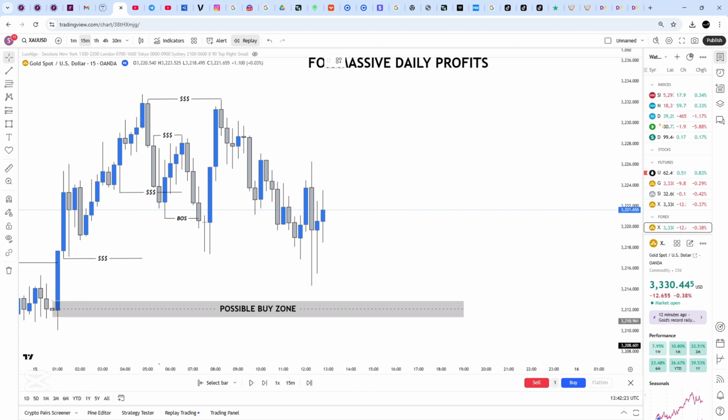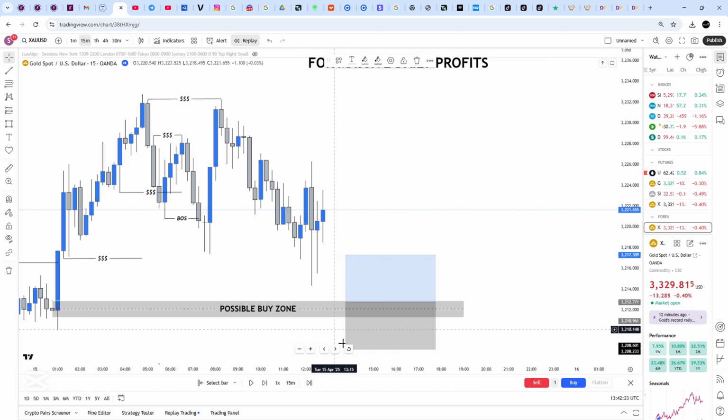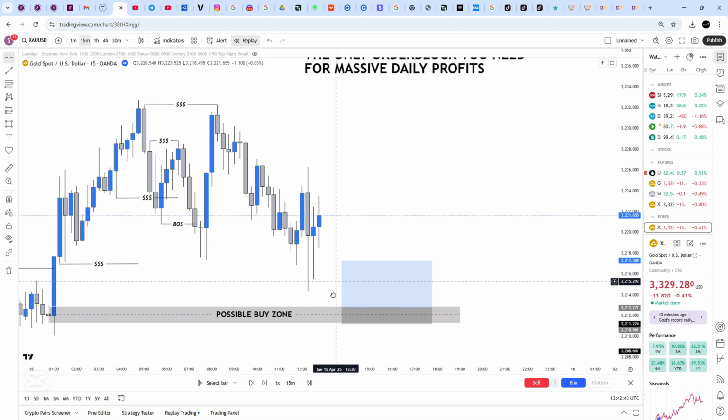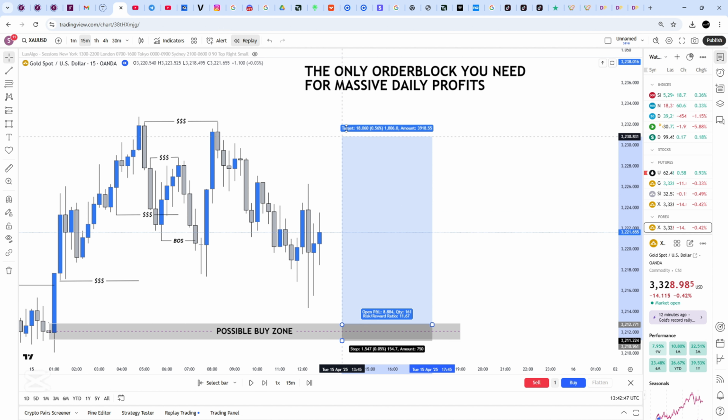Now, let's see what happens here. Let me mark this and put our long position in the area so that when the market comes into this position, the zone can be reactivated, and then we take an entry in that zone. And then you risk too little, and then you are targeting a lot.